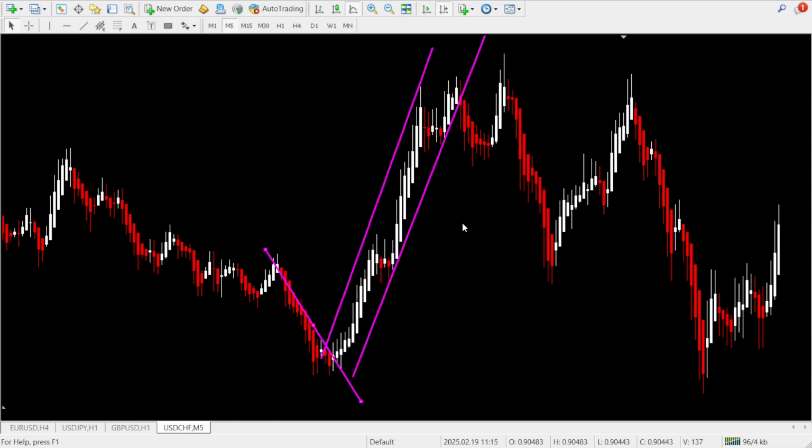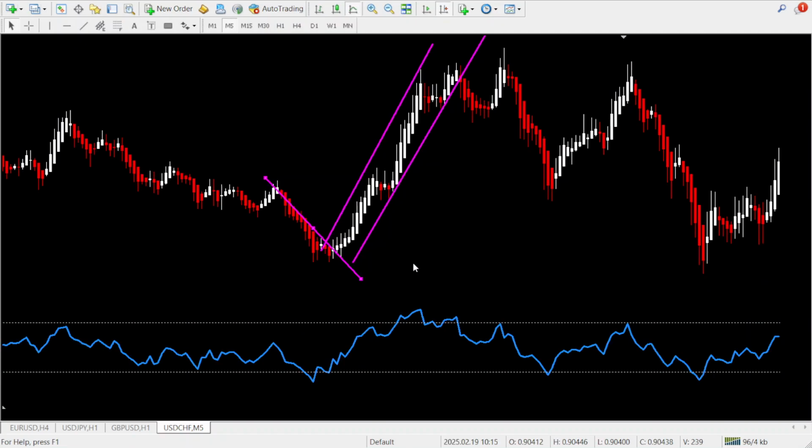Then you can also pair it with other indicators. For example, the RSI. You can pair the Heikin Ashi candles with the RSI to help you determine whether the market is overbought or oversold. When used with the Heikin Ashi, it can help you decide whether the trend is likely to continue or reverse.